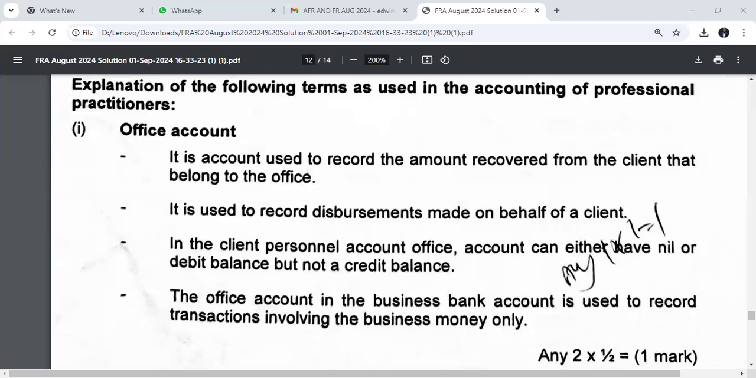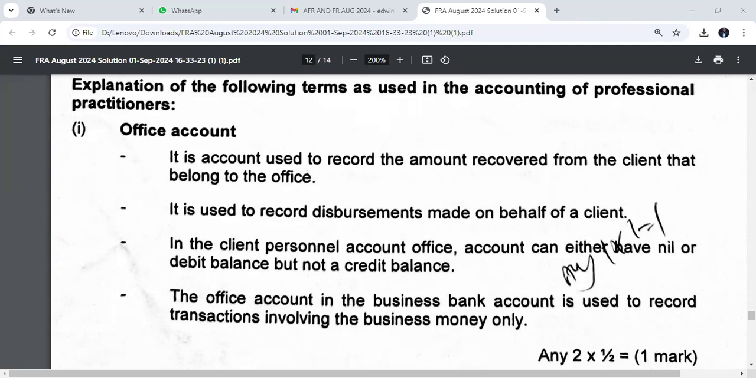The office account in the business bank account is used to record transactions involving the business money only. Remember, it's an office account. Remember, I said this was part of question 5B of August 2024.